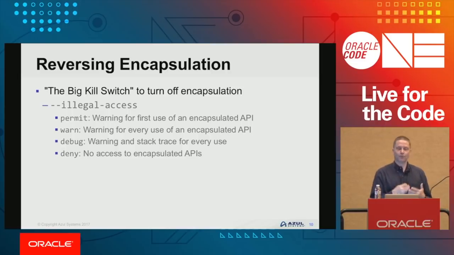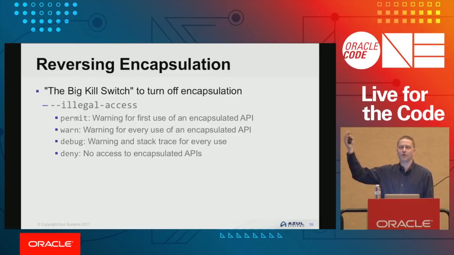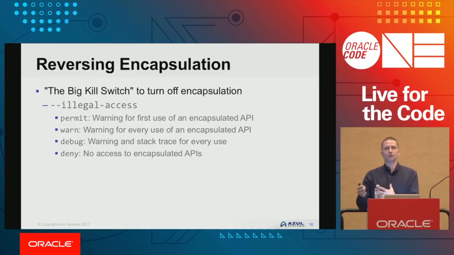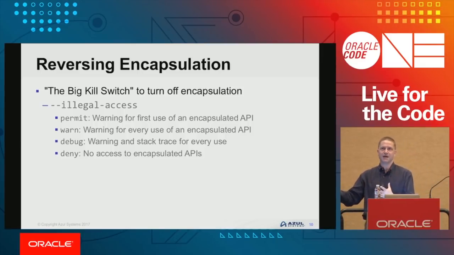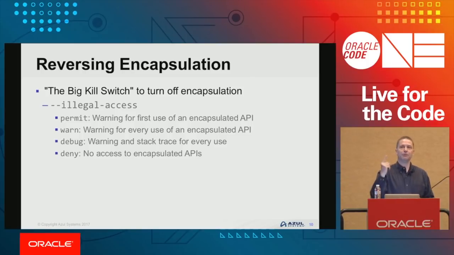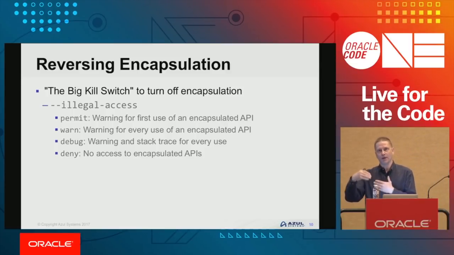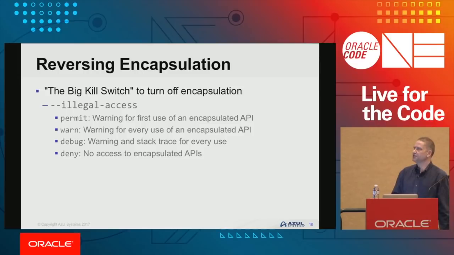So you can say that by default, the level that is set, if you just run without actually setting this explicitly, what you'll get is permit. And what that means is that when you run your code, you will be able to access internal APIs, but the first time you access an internal API that really should be encapsulated, you will see a warning message, but only the first time. If you're looking for more information, you can set this to warn, which will give you a warning every time that you access an internal API. That way you can see just how frequently you use a particular internal API.